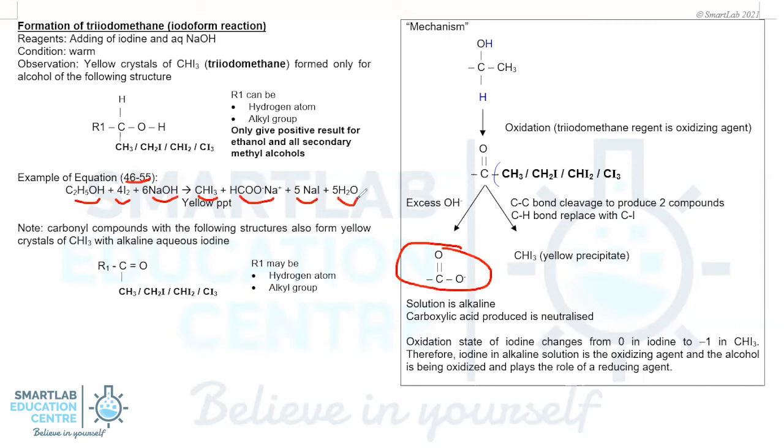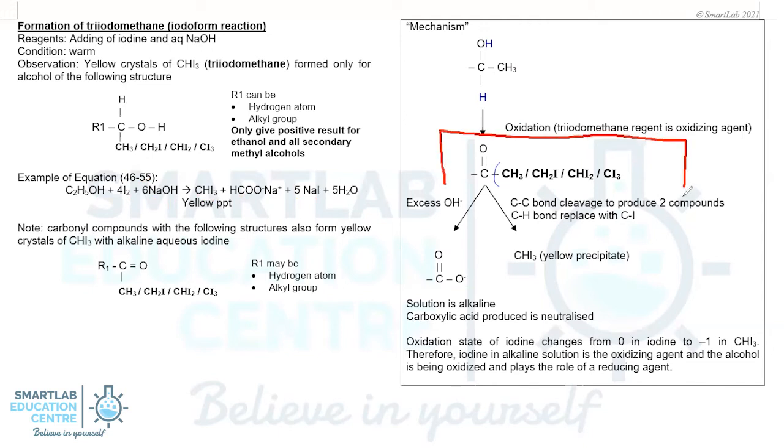Remember also that at this stage, do note that the positive haloform test would be observed for ketones and aldehydes as well, which is actually the next chapter that we do. Because in the case of ketones and aldehydes, this step is not needed, because the ketone or aldehyde will be the reactant of this step.